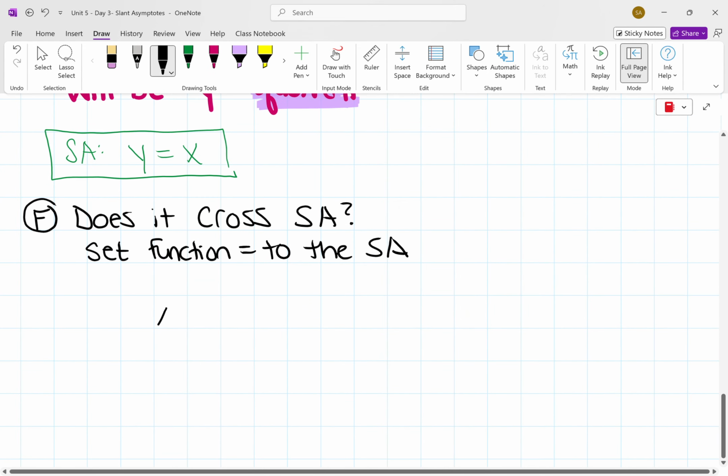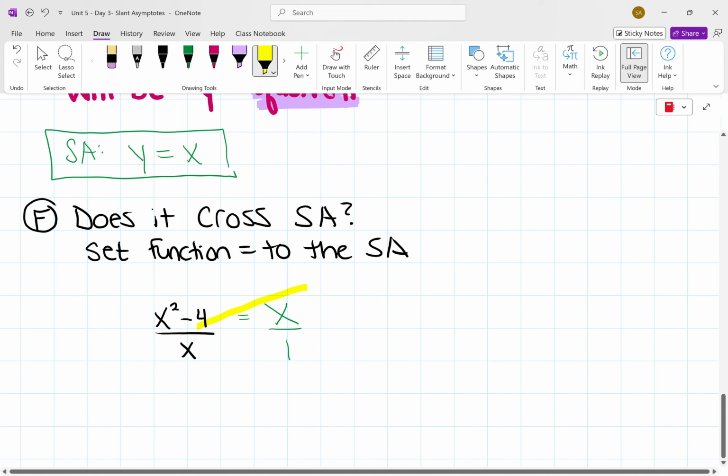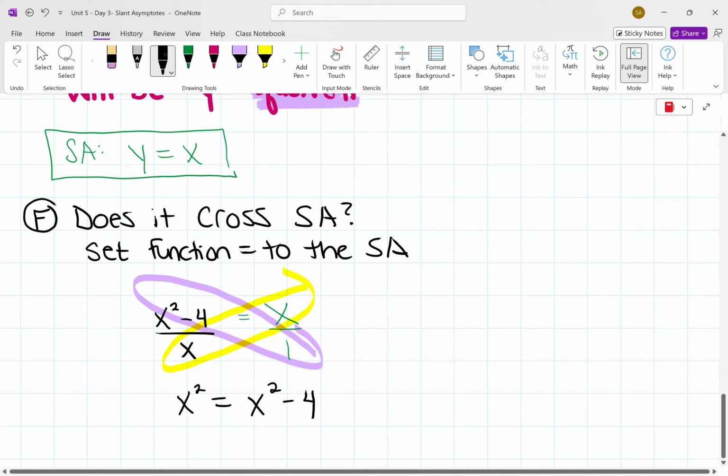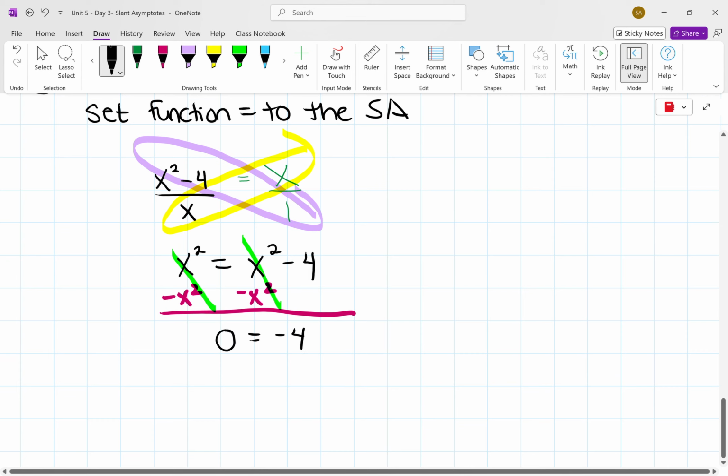Okay, so my function is x squared minus 4 over x, and I'm going to set it equal to the slant asymptote. Well, what's the slant asymptote? x. So I'm going to put this over 1, and then I'm going to cross multiply. x times x is x squared. x squared minus 4 times 1 is just x squared minus 4. We're going to go ahead and try to solve. So I'm going to subtract x squared on both sides. But what happens when I subtract x squared on both sides? They cancel on both sides. So I'm left with 0 equals negative 4.